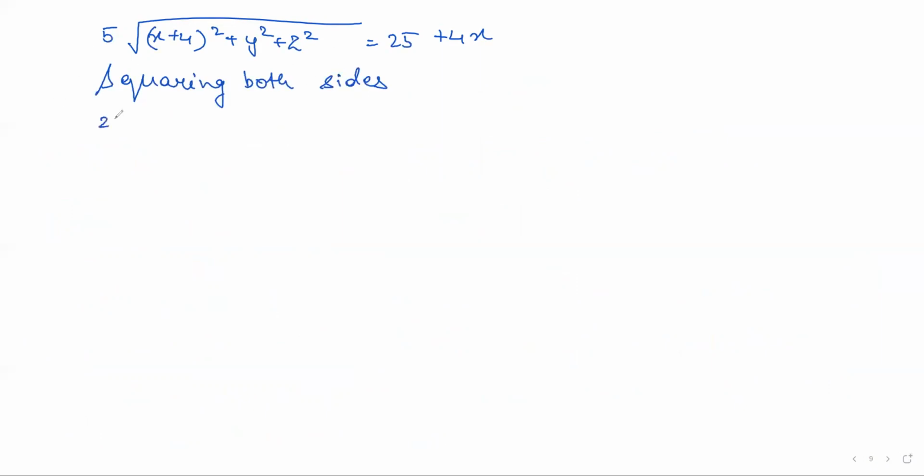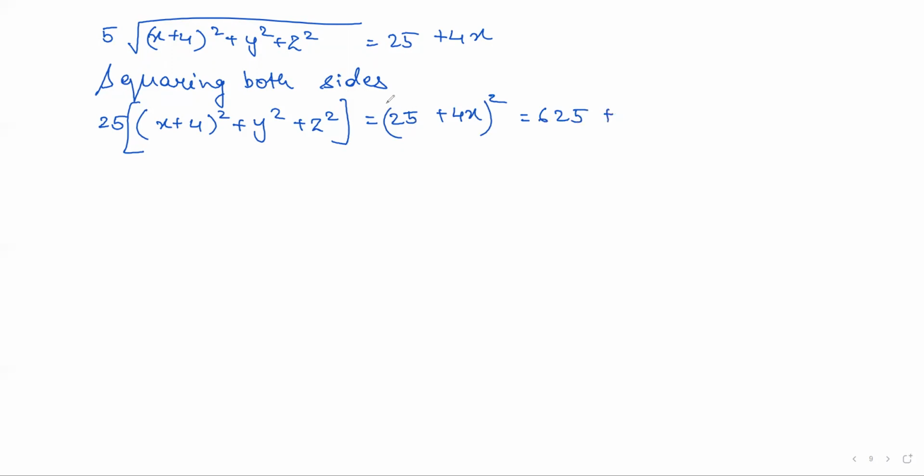This is 5 square, 25 into this one square is x plus 4. We'll get rid of the root, plus y square plus z square is equal to (25 plus 4x) whole square. Now if you expand this, it should be 625 plus 4 into 25 is 100, 100 into 2 is 200, 200 into x, plus 4 4s are 16x square.